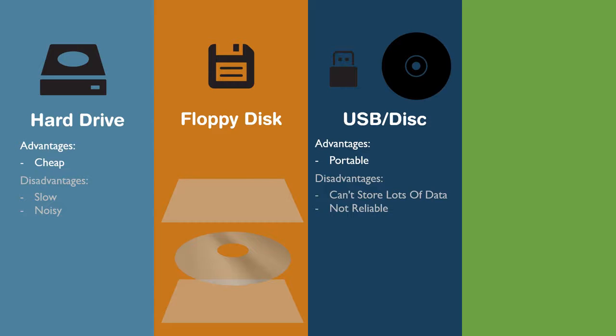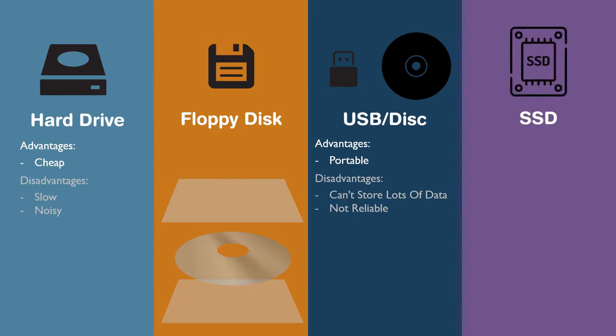Well, finally, we have the most recent one. SSDs. SSDs are really fast, and they work very similarly to USBs. If you look inside an SSD, it's just a circuit board with a bunch of little chips on it. And these chips can store data permanently without needing any moving parts at all. Most phones have SSDs inside them.